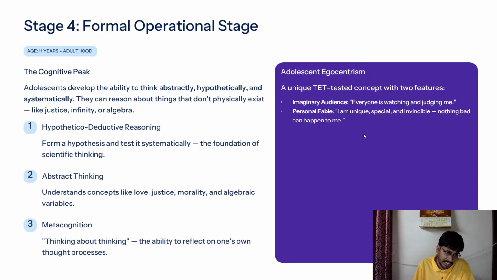So here, in adolescence, from childhood to adolescent age, they go back to their own thoughts and think whether they are doing correct or wrong. Some sort of logical understanding they will get in this formal operational stage. So, a unique trait: adolescent egocentrism. This is one of the important terms that usually appears in the TET exam.